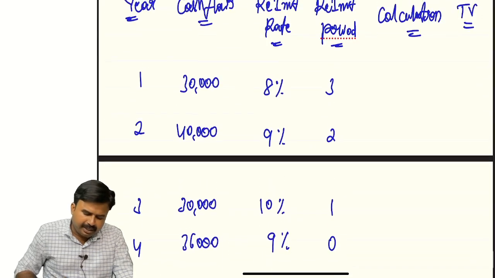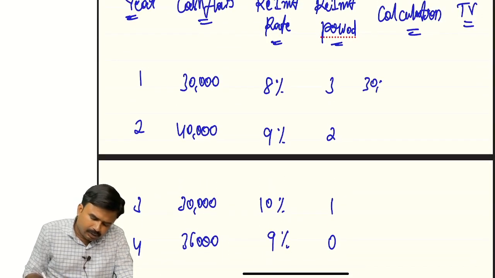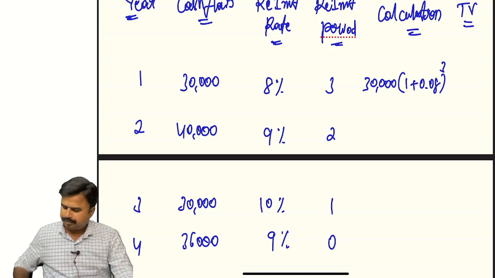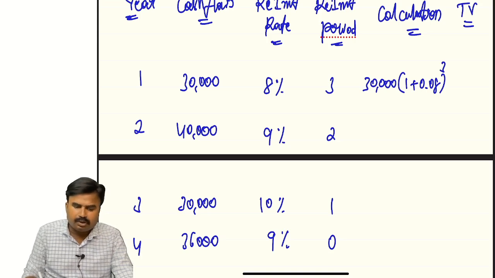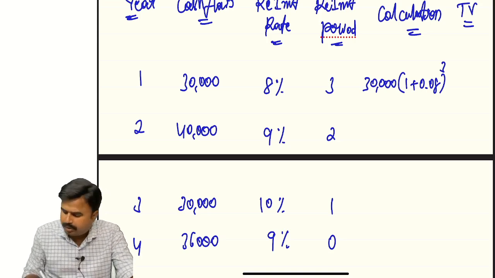Now let me take the calculation. 30,000 into 1 plus 0.08 whole to the power of 3. It will be 37,791.